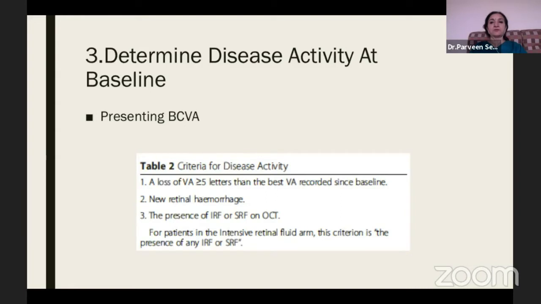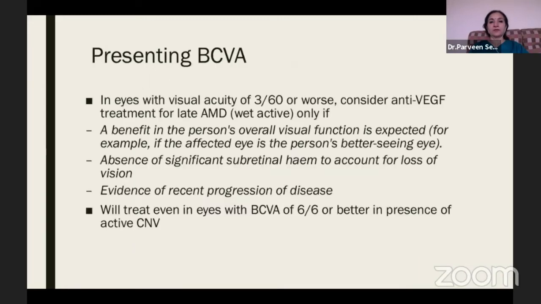Because you could have patients who have scars due to AMD, so you don't go ahead and treat them, or you could have intermediate AMD or early AMD, as was discussed by the previous speaker. So you want to know whether this disease, which is AMD, needs treatment or not. Most important is presenting BCVA. So if there is a recent loss of more than 5 letters, you know that this is an active disease that we are looking at. New subretinal hemorrhage and presence of fluid on OCT, that we'll see on the subsequent slides.